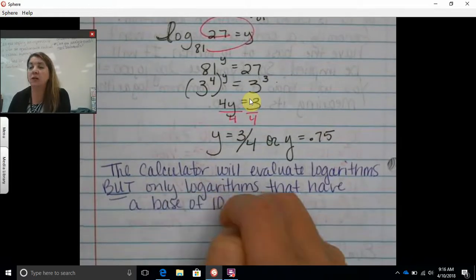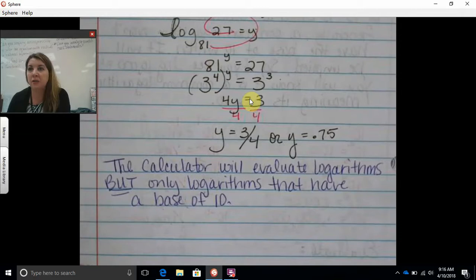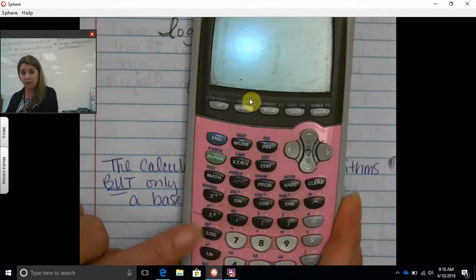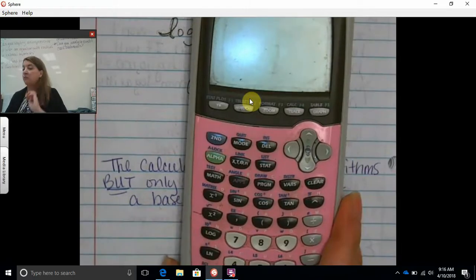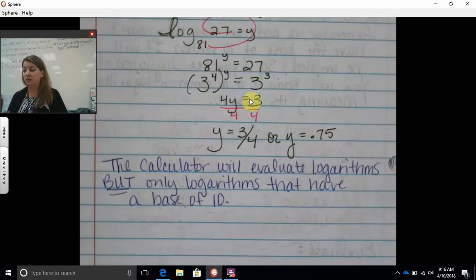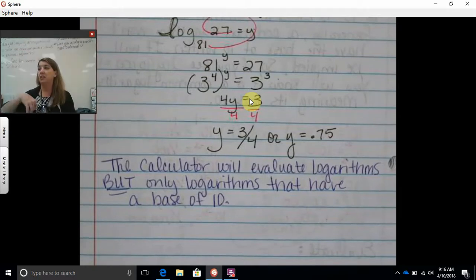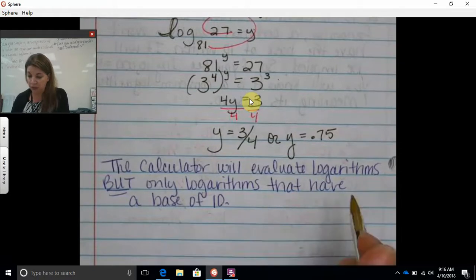Remember last class we talked about common logarithms? Common logarithms have a base of 10. If your base is not written, it's an implied base of 10. So when you see the log button on your calculator, that's assuming you have a base of 10. If I wanted to evaluate log base 81 of 27, I can't use that button unless I use the change of base formula, which is what I'm getting ready to show you.